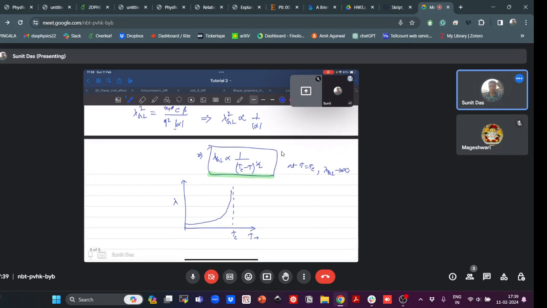Because alpha equal to alpha 0 Tc minus T, so alpha at t equal to 0 will be alpha 0 Tc. So it will have some finite non-zero value. So this is 0, some finite value, lambda 0, let's say. So this is how it will behave.